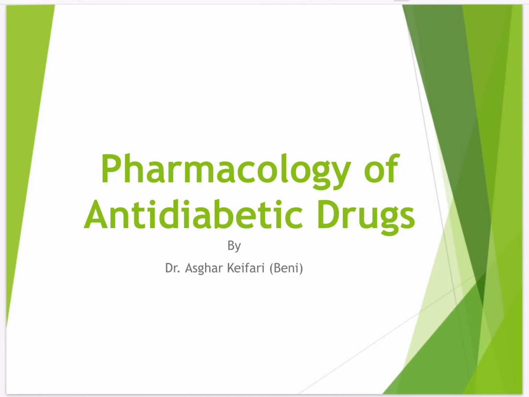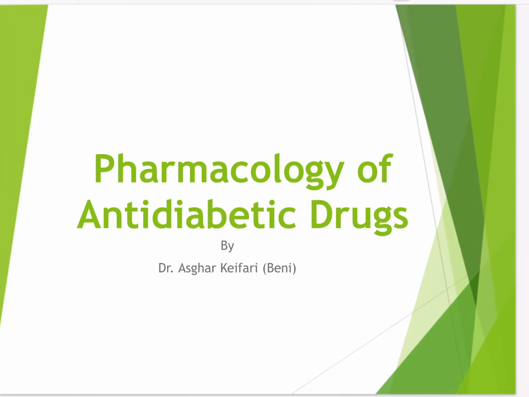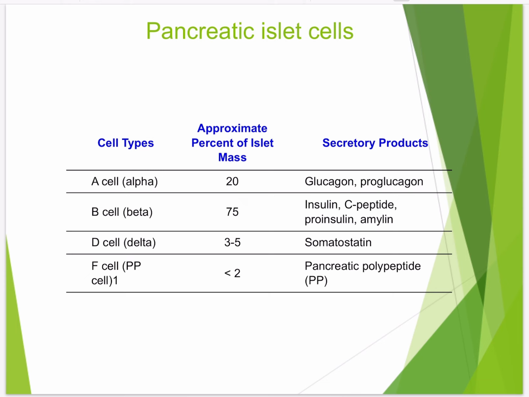Hi everybody, today I want to start pharmacology of antidiabetic drugs. Diabetes mellitus is one of the most important diseases related to the pancreas and insulin. The pancreas has two parts, exocrine and endocrine. In the exocrine part, we can say they produce digestive enzymes from the acinar cells.